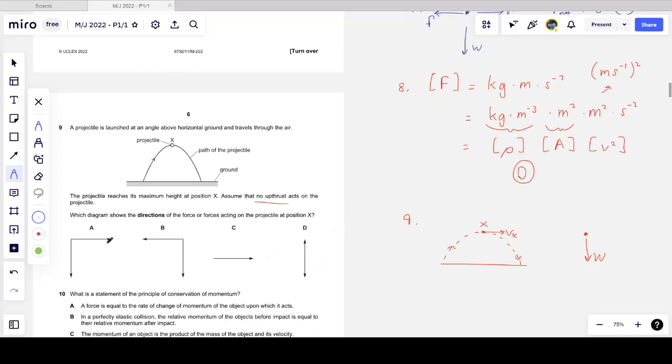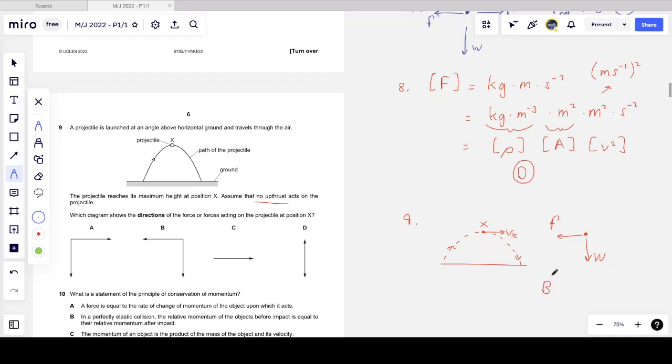But I don't see an option that only has the weight. So there must be another force acting on the particle. Since we haven't said anything about neglecting air resistance, there must be a frictional force acting on the projectile as well. But remember, resistive forces oppose motion. The motion of the particle is to the right, so the resistive force must be to the left. And so we have a force acting to the left and a force acting downward.